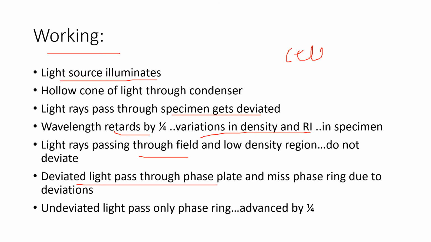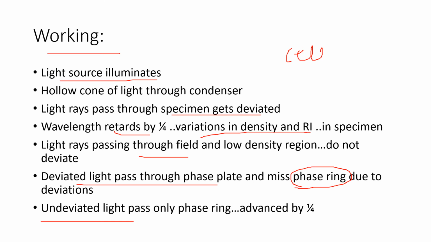Now, when I say that light rays passing through cells are getting deviated, and light rays passing through the field are getting undeviated, we have two types of light rays: first, deviated light rays, and second, undeviated light rays. Deviated light rays, when they pass through the phase plate, actually miss the phase ring, the middle part. Why? Because of the deviations. And those undeviated light rays coming from the background, from the field, pass through the phase ring.